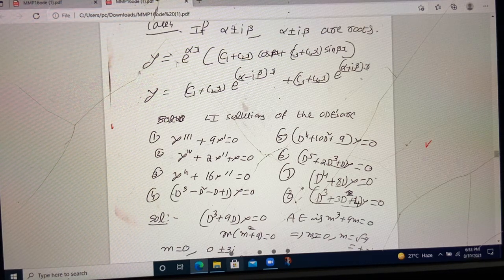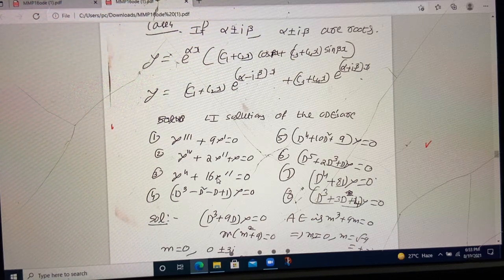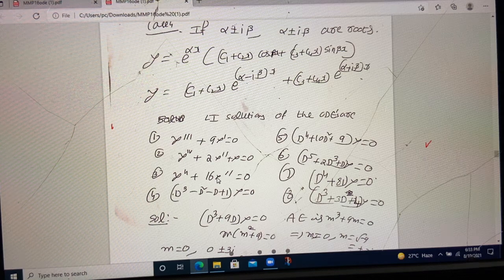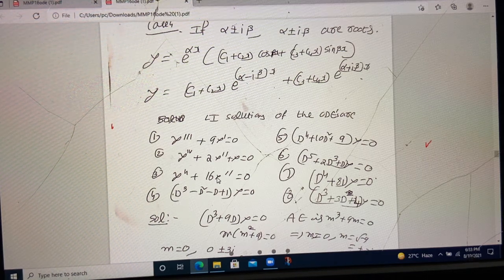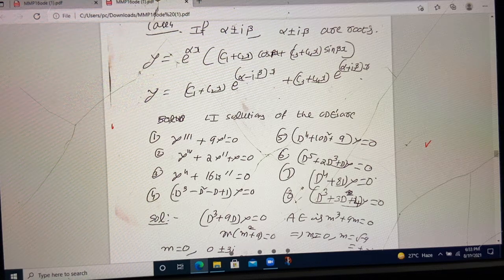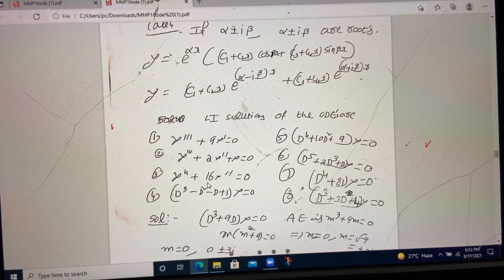Now let us see problems based on this. So we have three cases now. What are the three cases? If the roots are different, then y is C1 e power m1 x plus C2 e power m2 x. If they are equal, repeating two times, then a first degree polynomial. Again, if they are complex conjugates, then e power alpha x, C1 cos beta x plus C2 sin beta x. So let us see linearly independent solutions of the ODE.